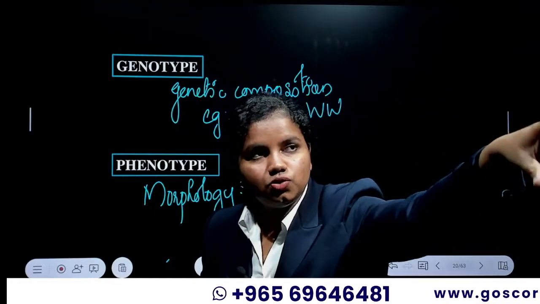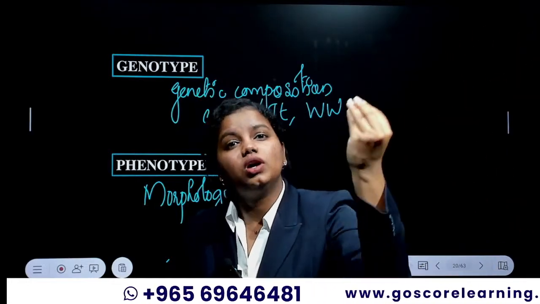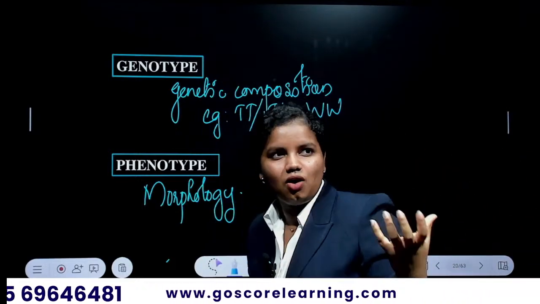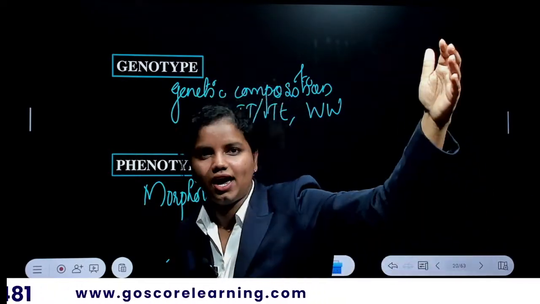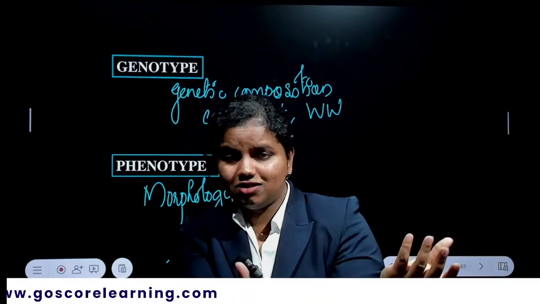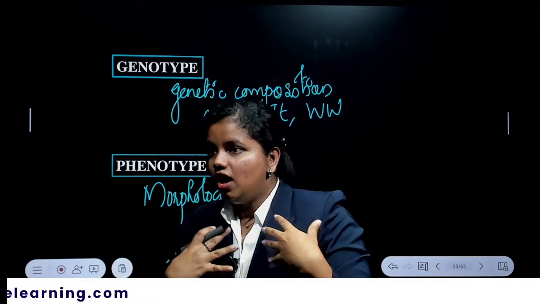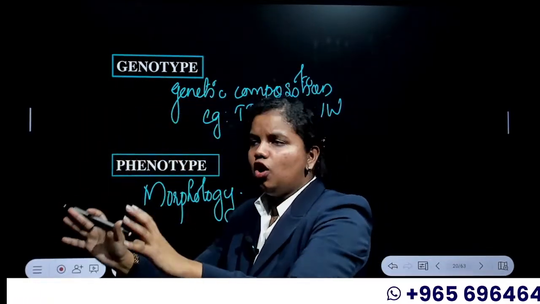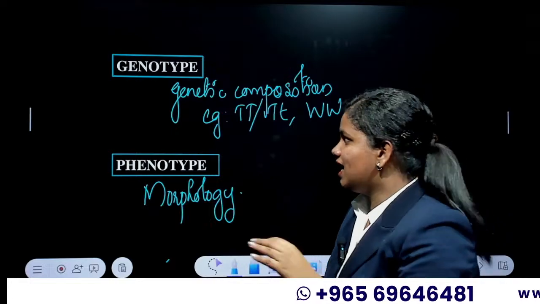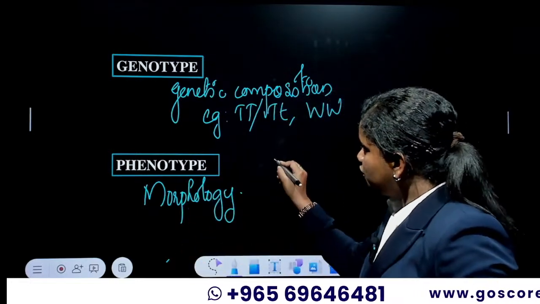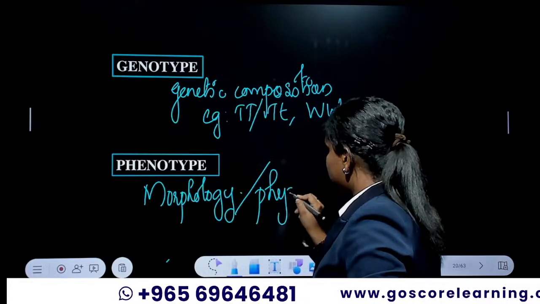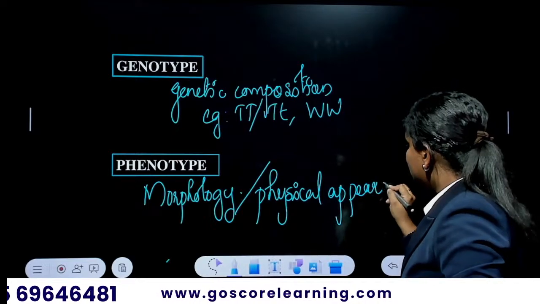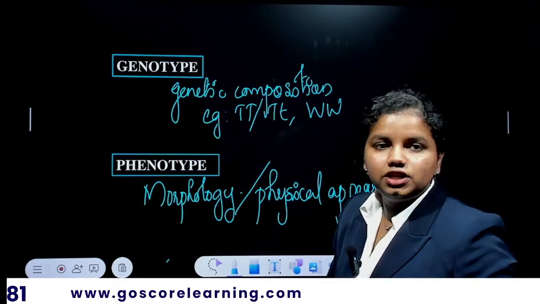When I look at a plant, how does it appear to me, how is its color, how is its height, what is the position of its flowers, what I can see with my naked eyes. When I look at a person, what all features I can see in him or her, just the physical appearance. That is what you call a phenotype. The morphology or physical appearance of an organism is what you call the phenotype.